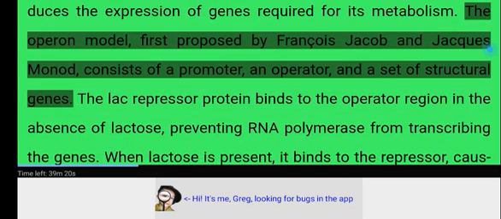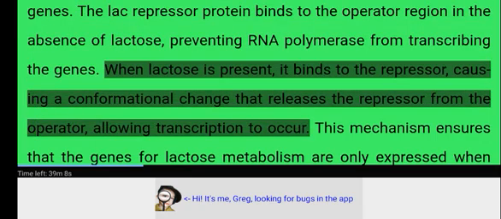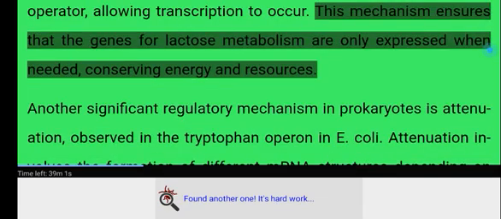The operon model, first proposed by François Jacob and Jacques Monod, consists of a promoter, an operator, and a set of structural genes. The lac repressor protein binds to the operator region in the absence of lactose, preventing RNA polymerase from transcribing the genes. When lactose is present, it binds to the repressor, causing a conformational change that releases the repressor from the operator, allowing transcription to occur. This mechanism ensures that the genes for lactose metabolism are only expressed when needed, conserving energy and resources.